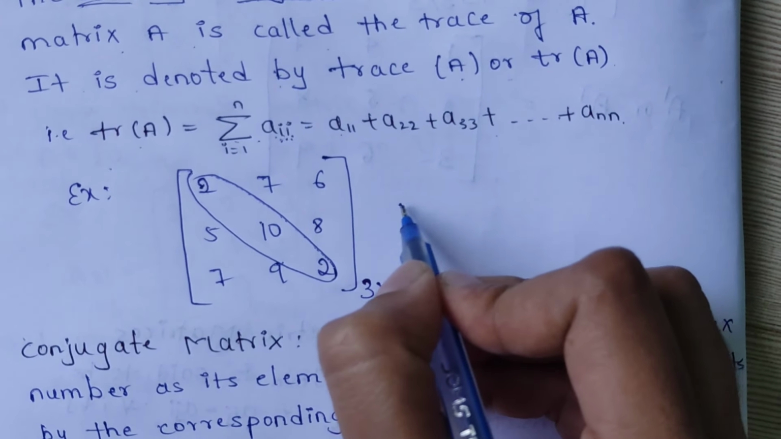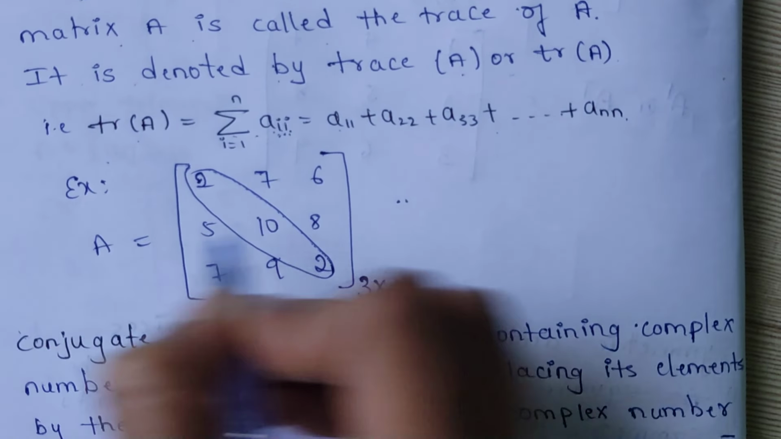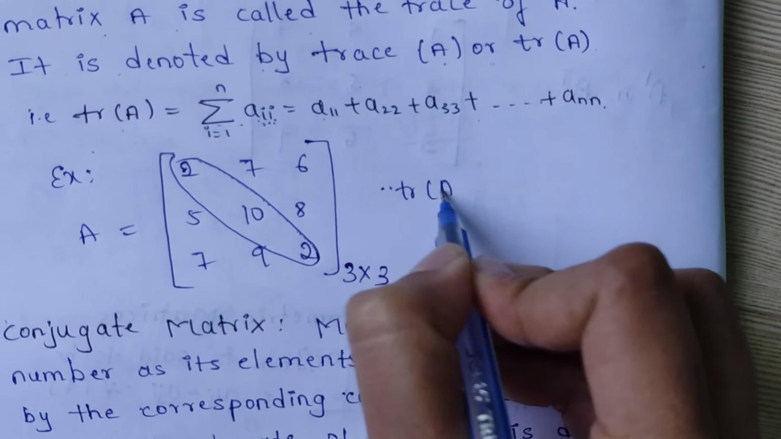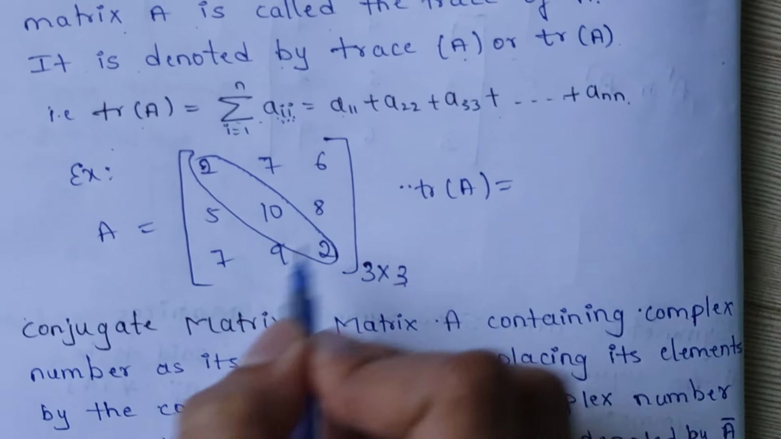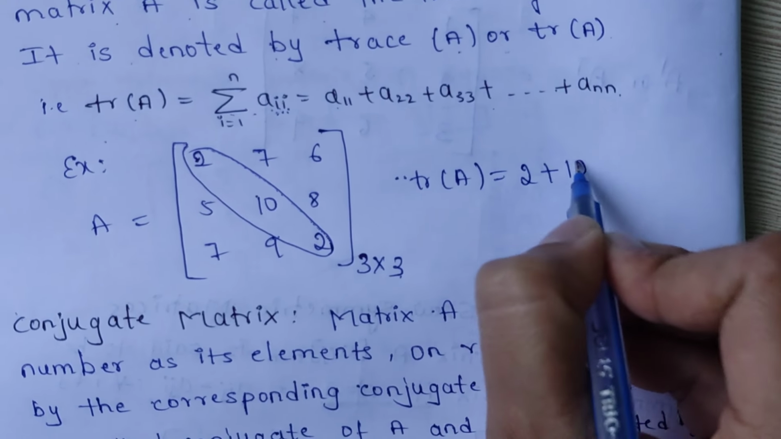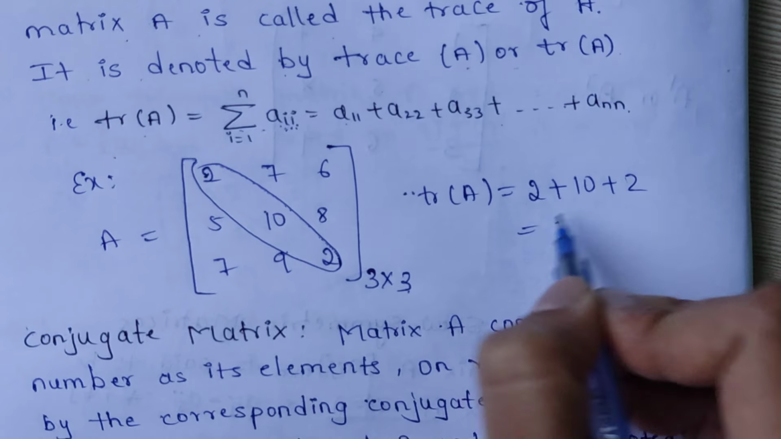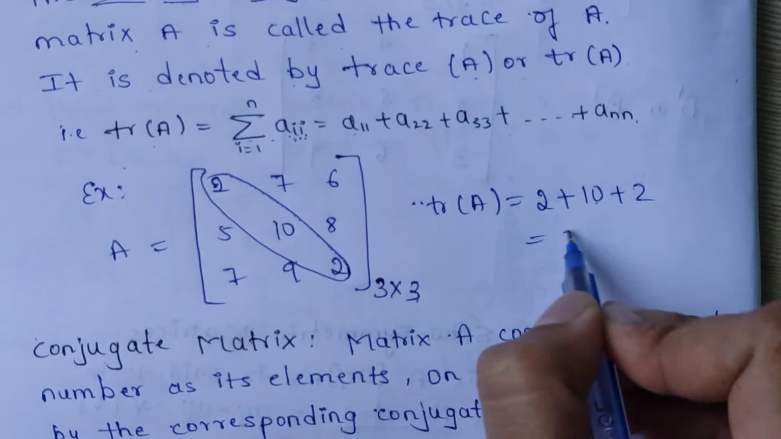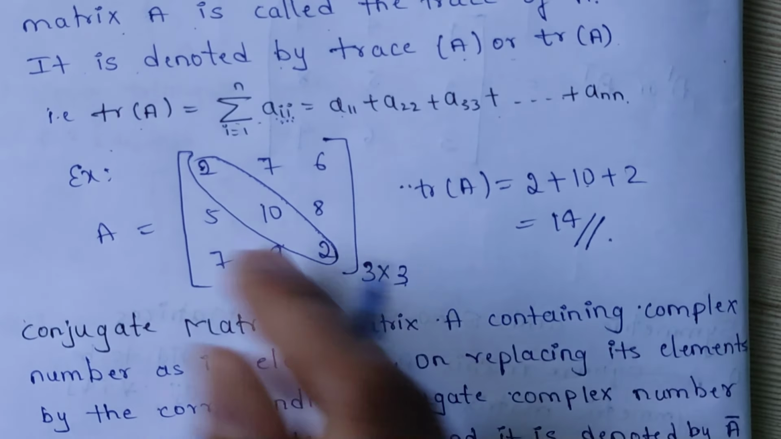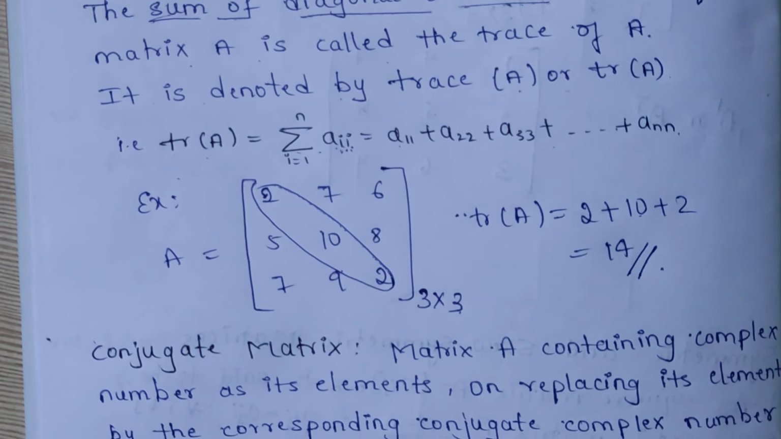So trace is nothing but TR of A, sum of diagonal elements, right? 2 plus 10 plus 2. What we get? 10 plus 2 is 12. 12 plus 2 is 14. 14 is the trace of this matrix A.